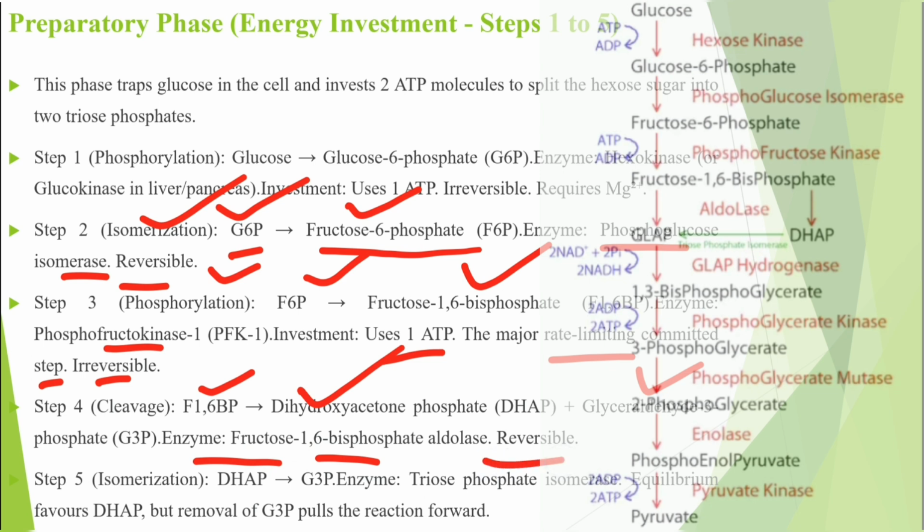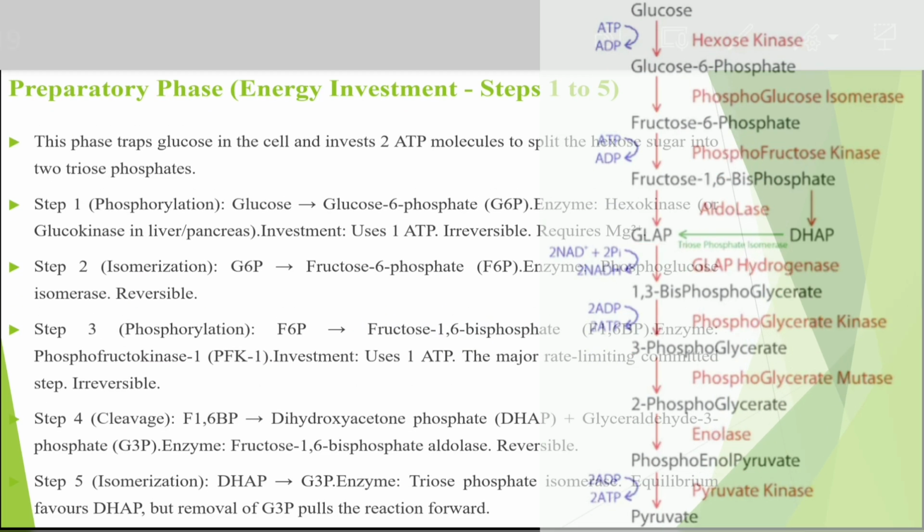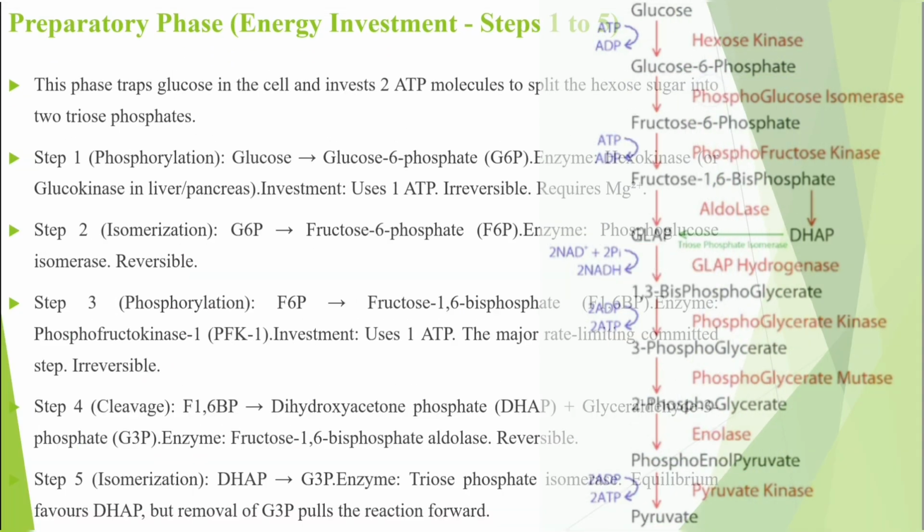The next step is isomerization. Dihydroxyacetone phosphate can be converted into glyceraldehyde 3-phosphate, and the enzyme which helps in this process is triose phosphate isomerase. Equilibrium favors dihydroxyacetone phosphate, but removal of glyceraldehyde 3-phosphate pulls the reaction forward. So these are the 5 steps of the preparatory phase of glycolysis. Here 2 ATPs are utilized.